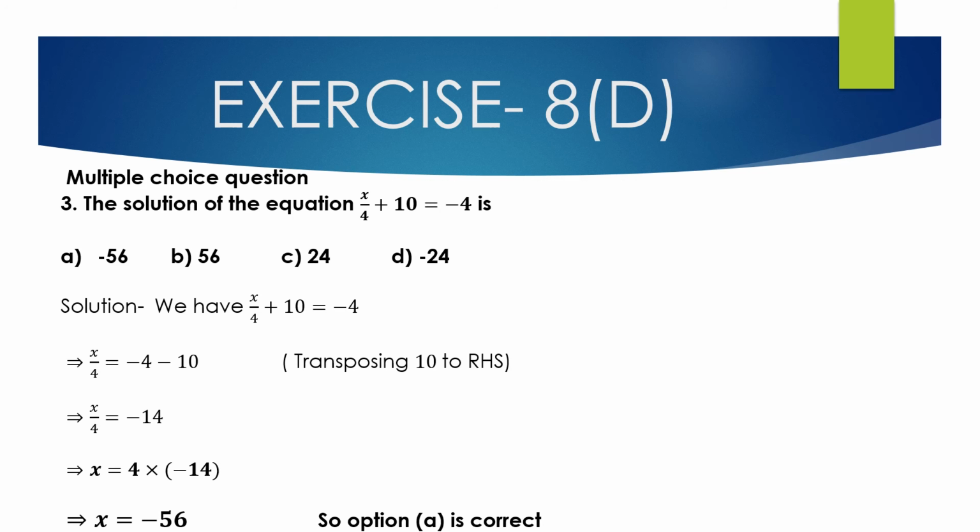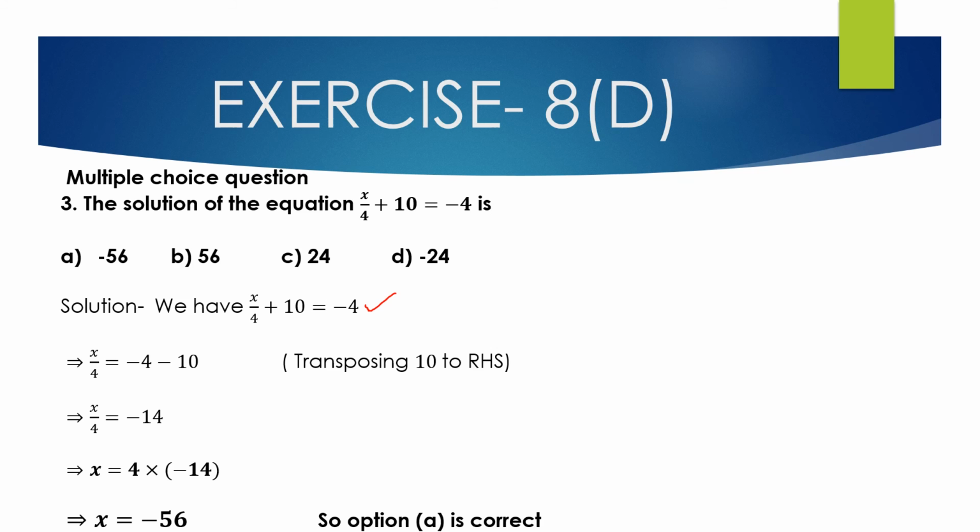Now we solve question number 3. Question number 3 is a multiple choice question. The question is: the solution of the equation x divided by 4 plus 10 equal to minus 4 is, first option is minus 56, second is 56, third is 24, and fourth option is minus 24. From these 4 options, which is the solution of this equation? The equation given is x divided by 4 plus 10 equal to minus 4. We have to solve the value for this variable x.